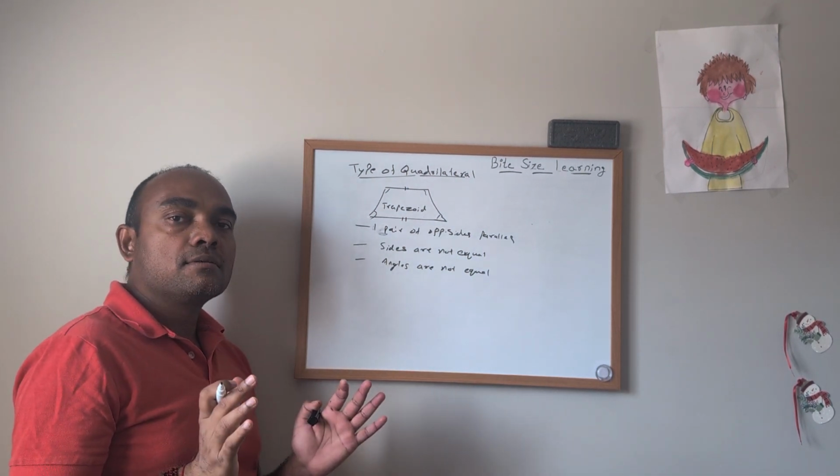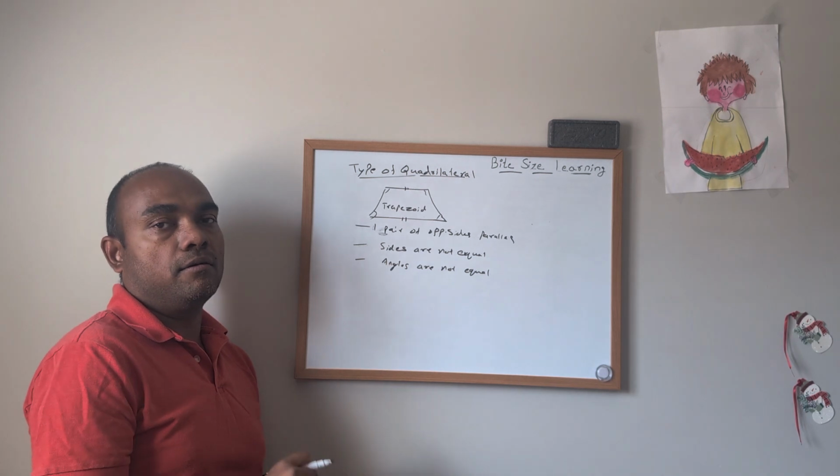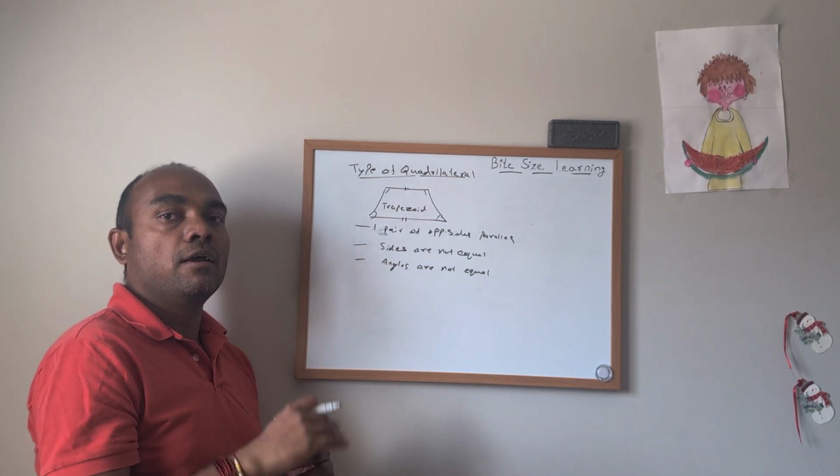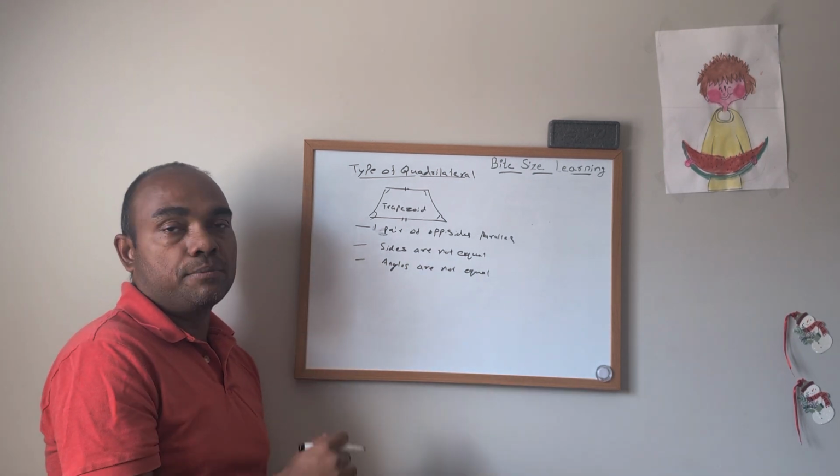So this is the last shape that we wanted to discuss about types of quadrilateral. We will discuss further on these shapes in the next lecture.